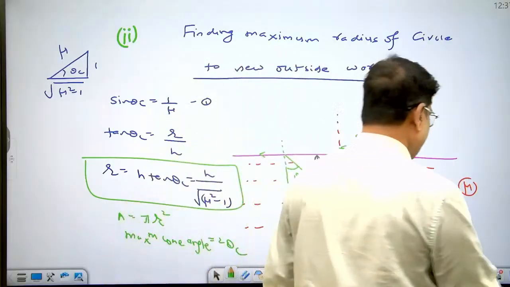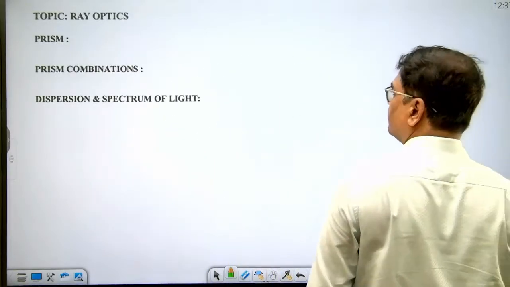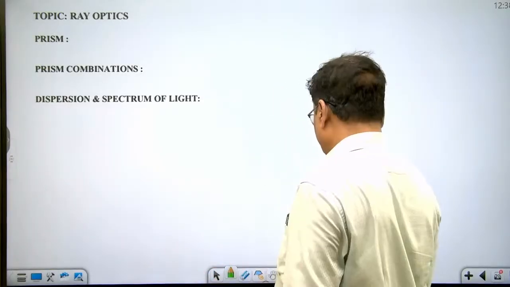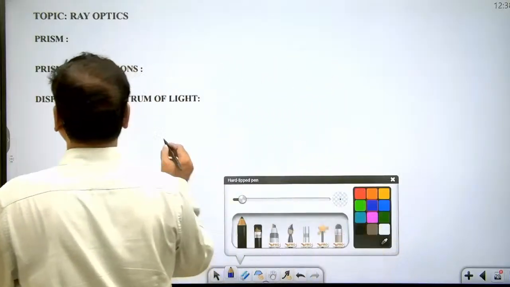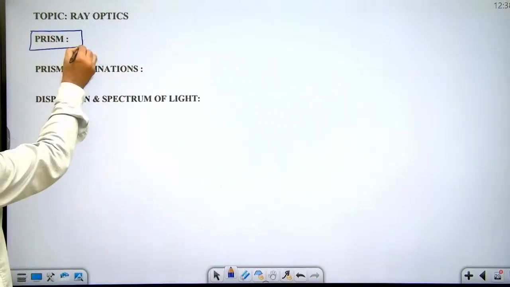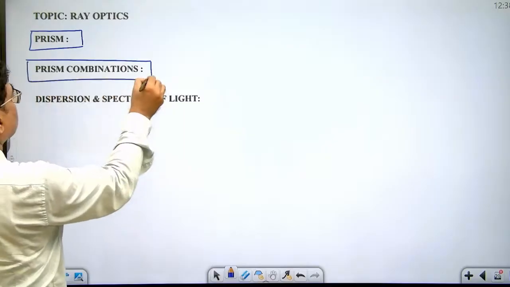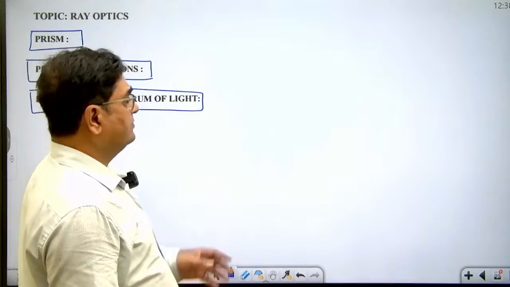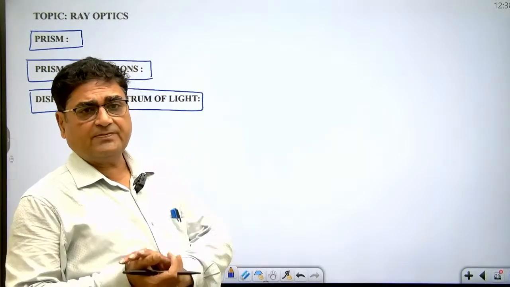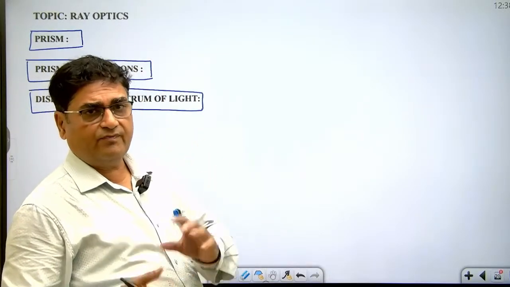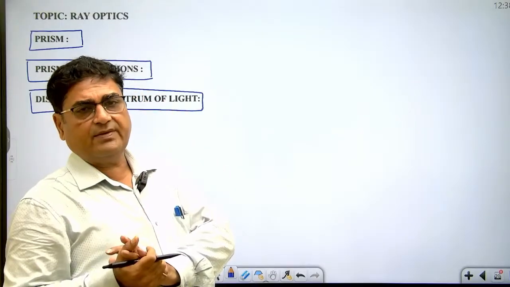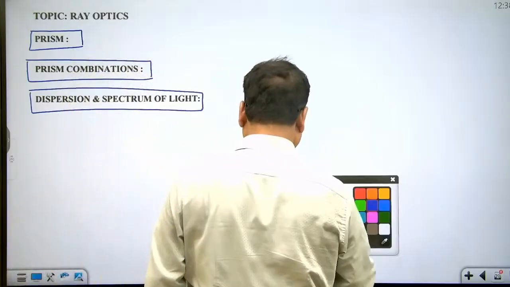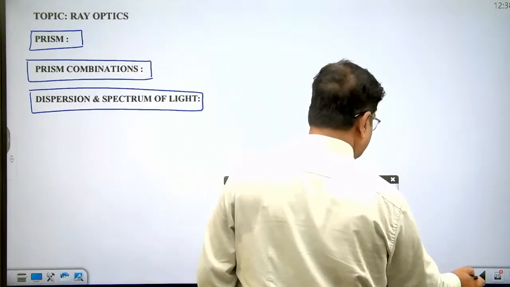Now let's see a very important phenomenon that is called the prism. Now we will see prism combination and dispersion and spectrum of light, okay? A prism is normally made up of a transparent homogeneous medium where two refracting surfaces remain inclined at some angle, okay? That angle is called the prism angle. Now one by one, let's see the things.